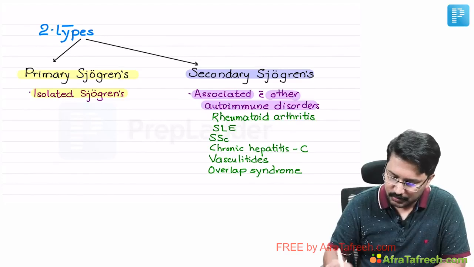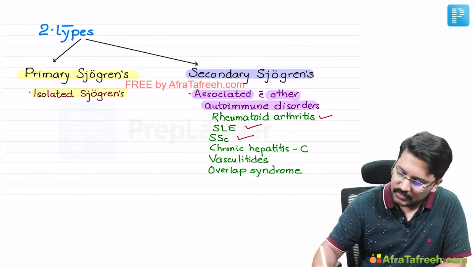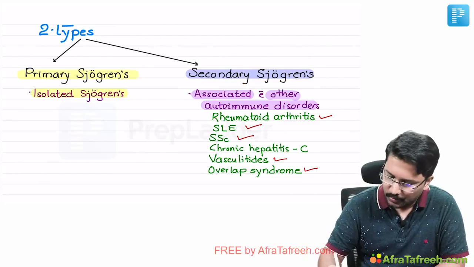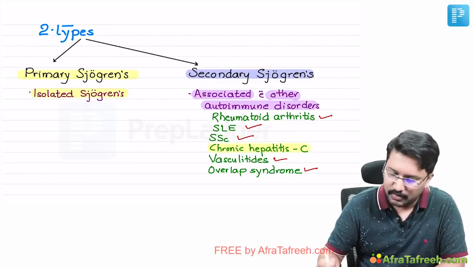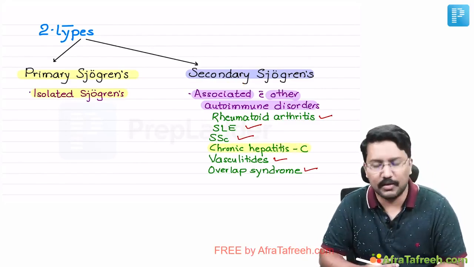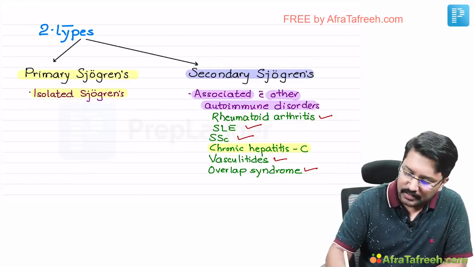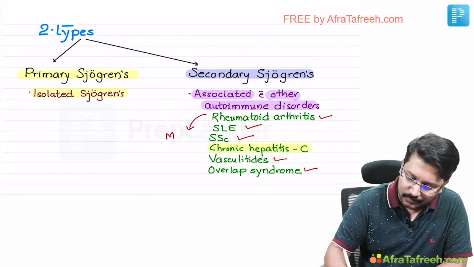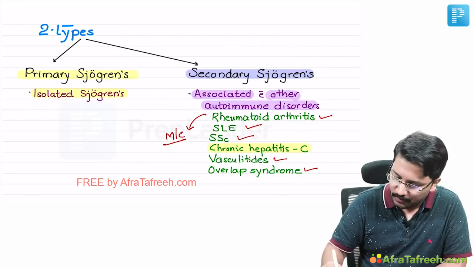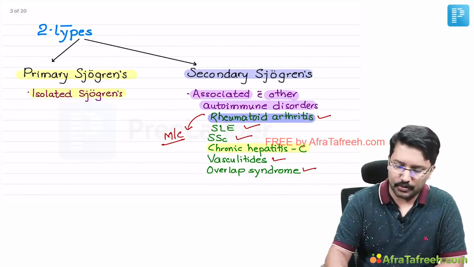What are the autoimmune disorders it is associated with? It includes rheumatoid arthritis, SLE, systemic sclerosis, vasculitis, and mixed connective tissue disorder. Chronic hepatitis C is also associated with the risk of developing Sjogren's syndrome. Now, if the MCQ asks what is the most common disorder associated with secondary Sjogren's, it is rheumatoid arthritis. Rheumatoid arthritis is the most common disorder responsible for secondary Sjogren's syndrome. This is an MCQ point I want you to remember.